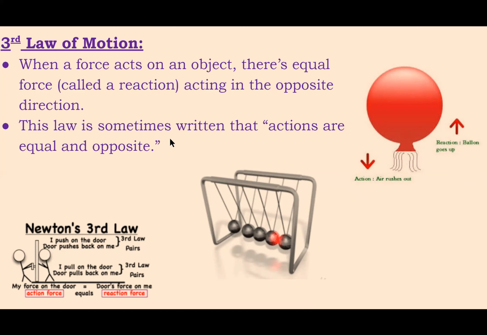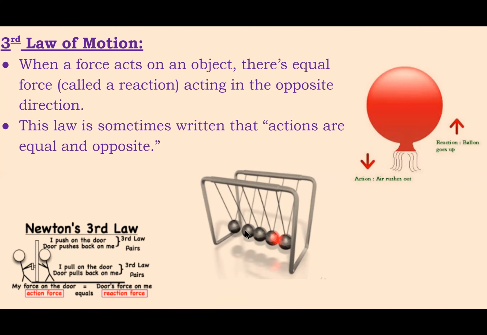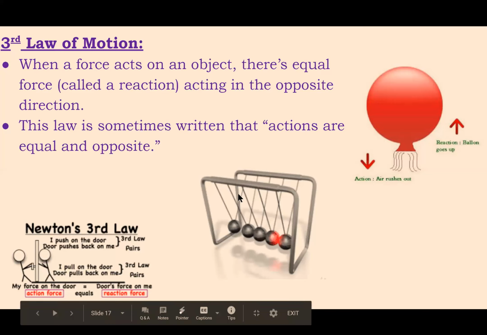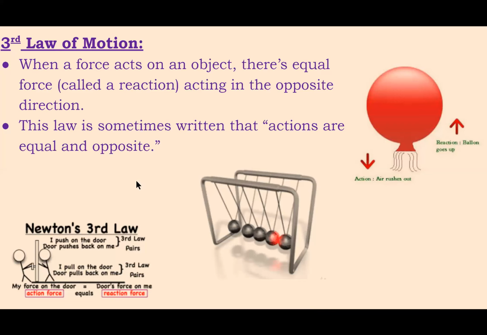So this law is sometimes written that actions are equal and opposite. And here's Newton's balls right here. You might have seen this before. This needs to be animated. So all the momentum, all the force with which this ball hits this one travels through and moves this one up, and it comes back and forth and back and forth. That momentum is traveling. So third law of motion is that there's equal and opposite reaction.